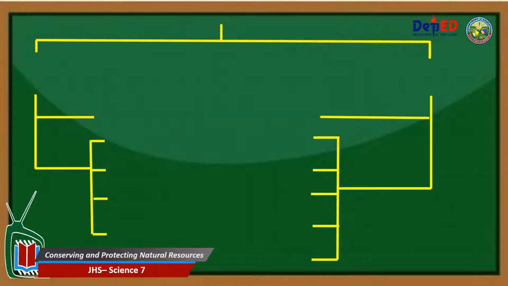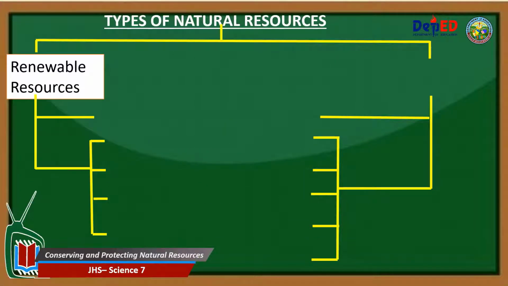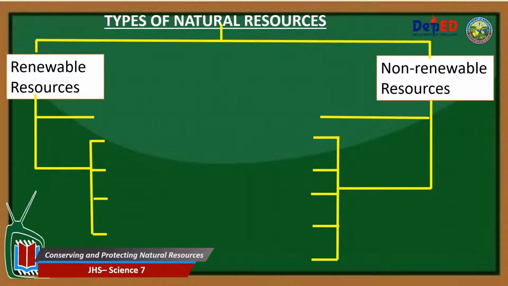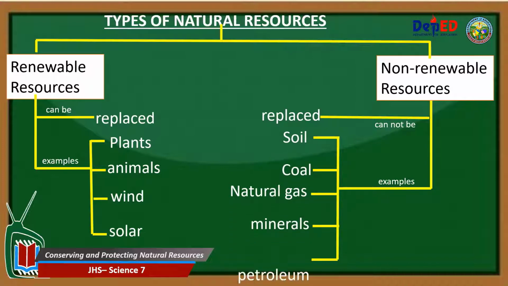As a summary on the types of natural resources, let me present the concept map. Types of natural resources are renewable resources and non-renewable resources. Renewable resources can be replaced. Examples: plants, animals, wind, solar, and others. While non-renewable resources cannot be replaced. Examples: soil, coal, natural gas, minerals, and petroleum.